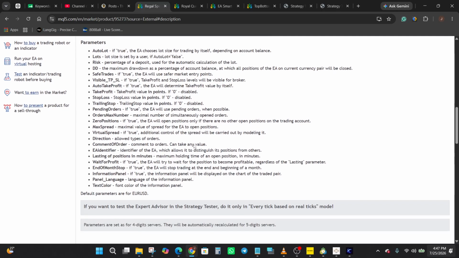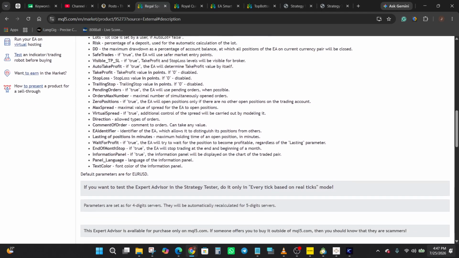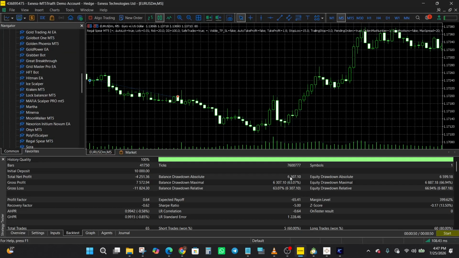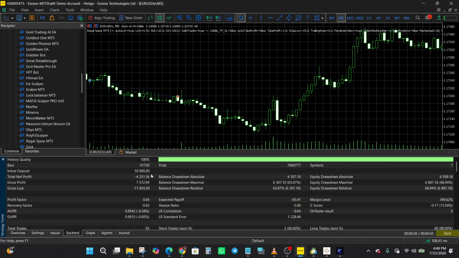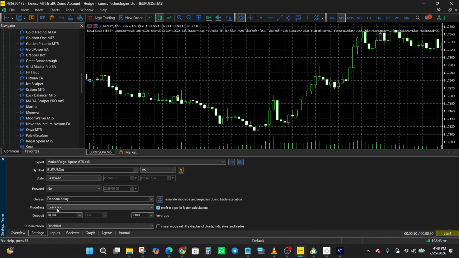transitions. Now, let us transition over to the strategy tester and analyze a completed historical backtest to see how these settings actually played out. So this historical test was conducted on Euro USD on the M5 time frame, covering the period from January 1st, 2026 to July 24th, 2026. And it got a history quality of 100%, based on every tick modeling.